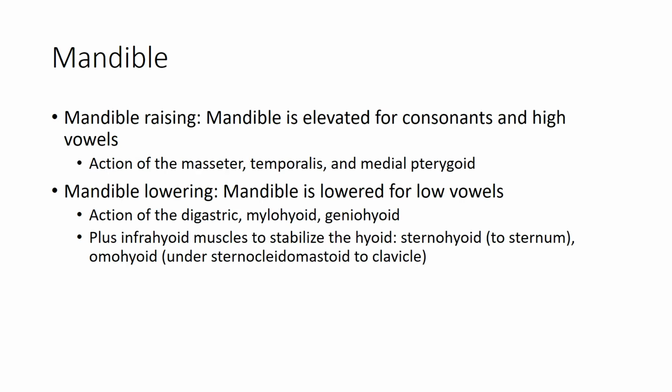The gesture of mandible raising is used for all consonants and high vowels. This involves our jaw-raising muscles, the masseter, the temporalis, and the medial pterygoid. The mandible is lowered for low vowels, using the digastric, the mylohyoid, and the geniohyoid. In addition, infrahyoid muscles would be needed to stabilize the hyoid bone, things like the sternohyoid and the omohyoid.